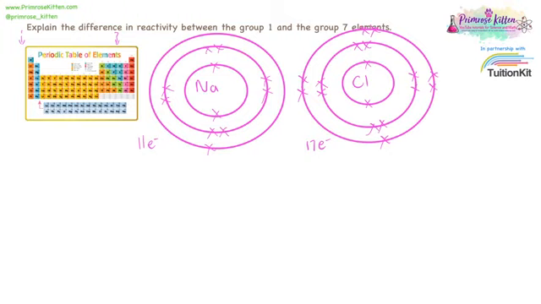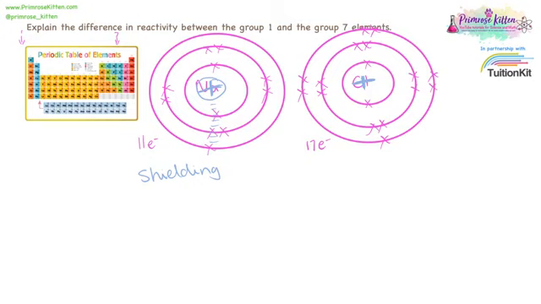The nucleus is positive. It doesn't really matter for the moment what these are. You just have to remember that the nucleus is positive, and there is an attraction between the positive nucleus and all of these electrons. And for group 1, this positive nucleus is trying to hold on to this electron, but it's not doing a very good job because there's lots of things in the way. There's lots of shielding.